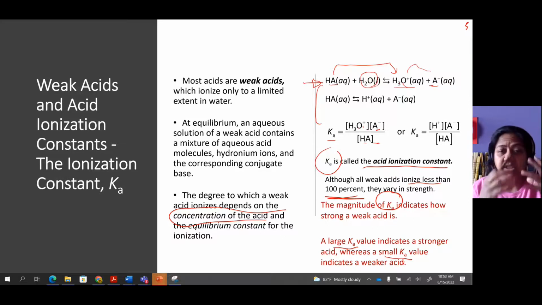Also, when the concentration is higher, the ionization will be higher. Those are the relationships between the ionization of the weak acid, the Ka, the acid ionization constant, and the concentration of the weak acid.